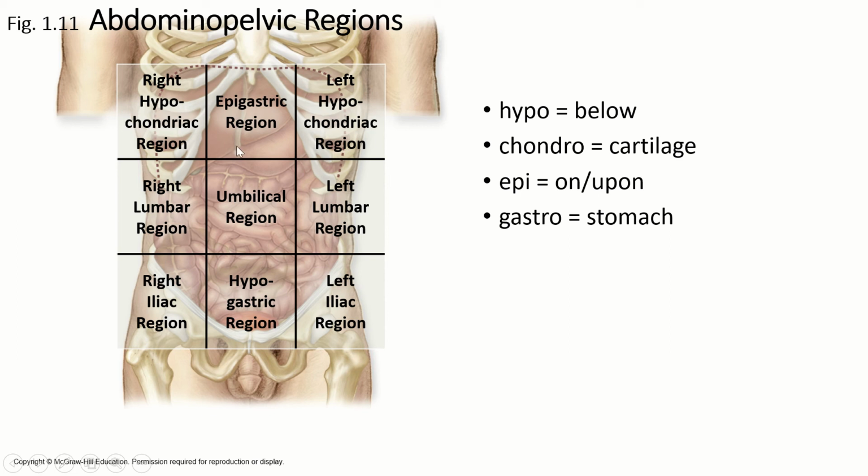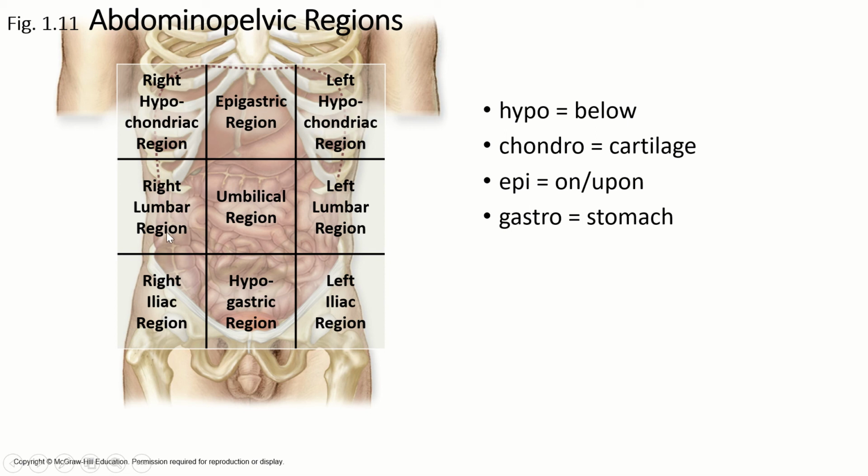In between those two, we have the epigastric region. Epi means on or on top of, and gastro means stomach. So here's the stomach right here. The epigastric region is kind of on top of the stomach. Under that, we have the umbilical region. That's where your belly button is. That's where your umbilicus was. And to the right and left of that, we have the lumbar regions.